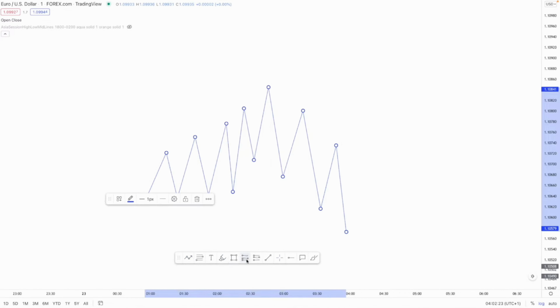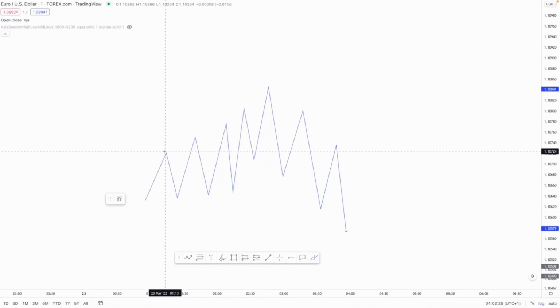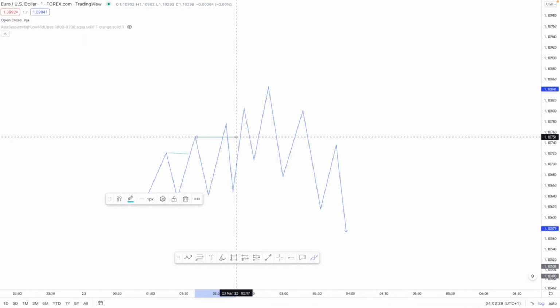Now, if I just get my pen out here, this is a break of structure. This is a break of structure. This is a break of structure. This then becomes a change of character. The reason why this becomes a change of character is because the high gets taken first. So the supply in this area gets taken by the demand in this level here. Now, when the demand in this level gets taken, we have a change of character.